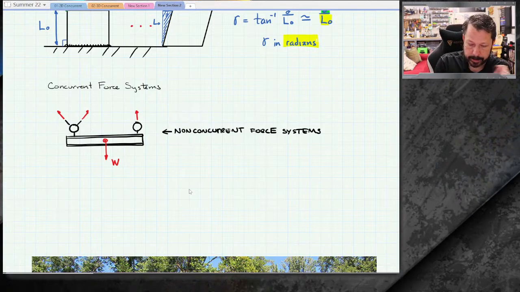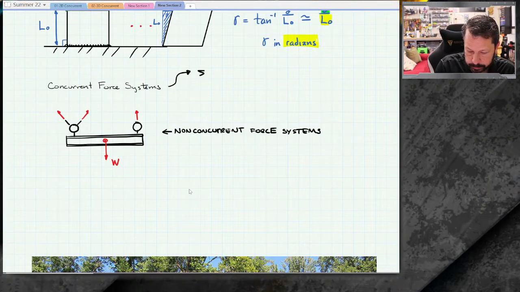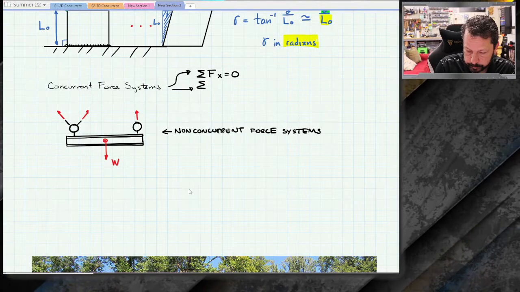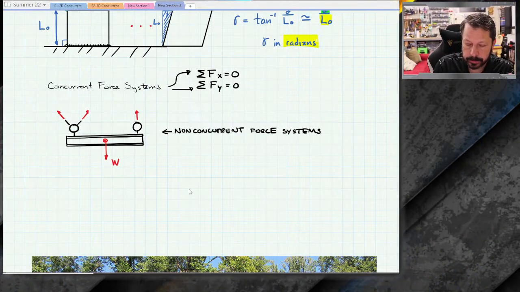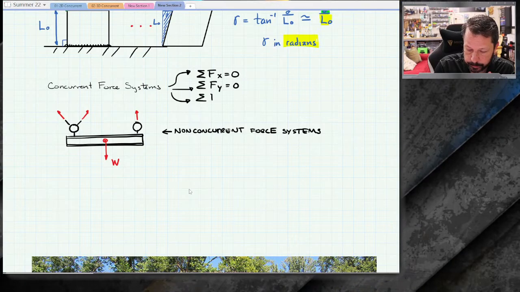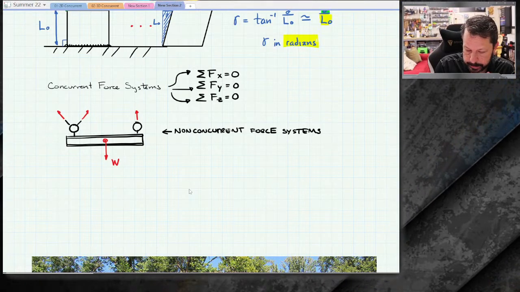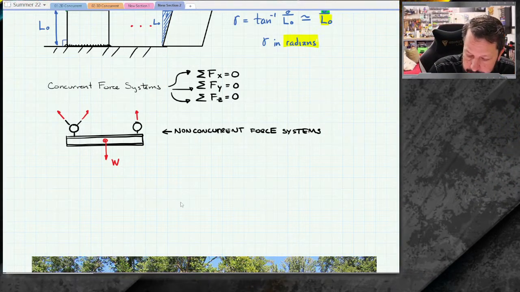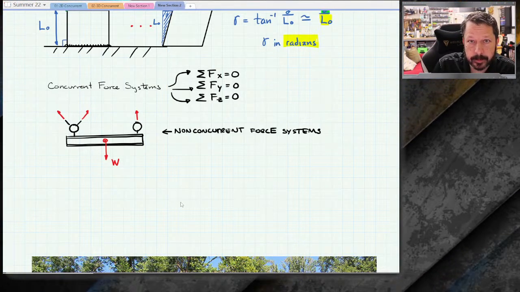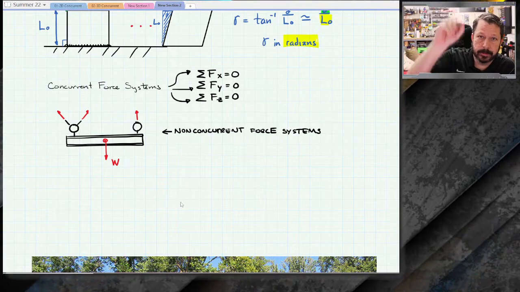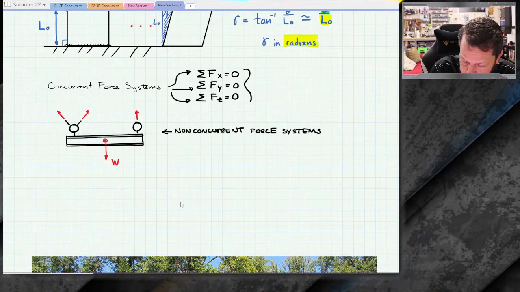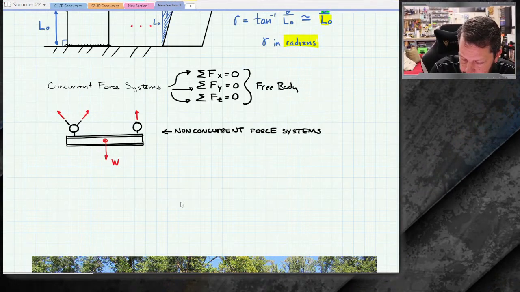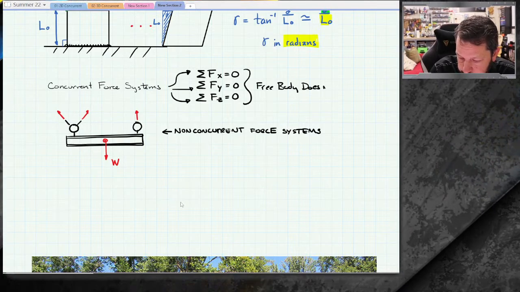So on the concurrent side, we had 3 equations. And we hardly ever used this last equation, but we did use it some. That's a z. So what these equations did is they kept the free body diagram from translating, so it didn't move around in x, y, or z. The free body does not translate, and that was fine.